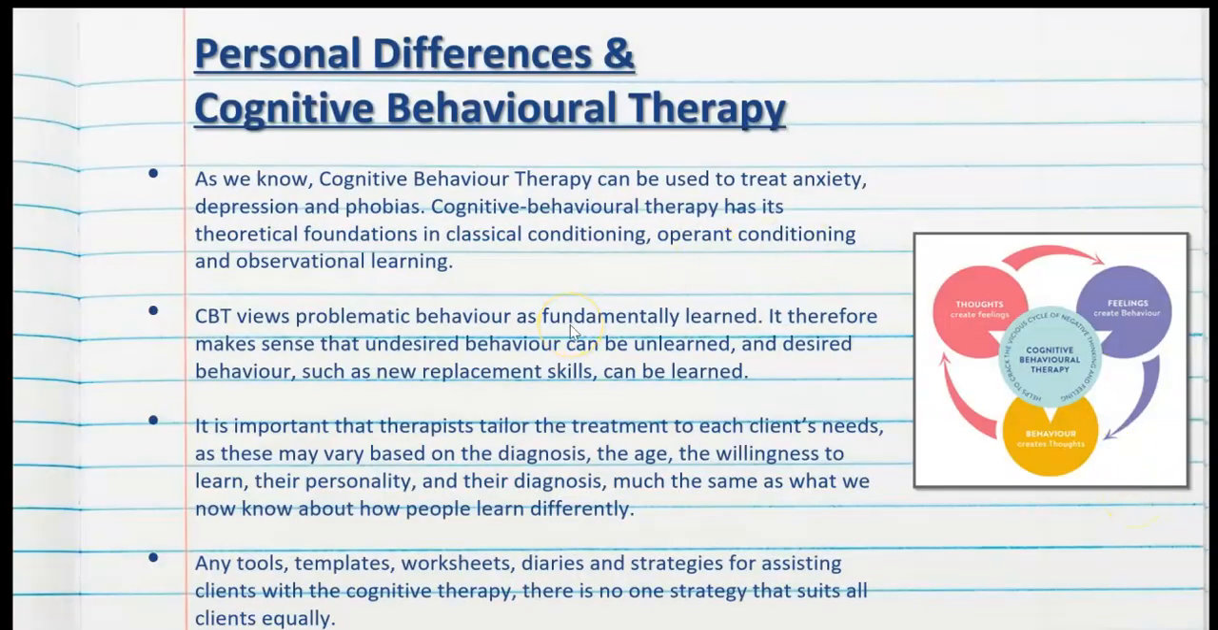Let's revisit cognitive behavior therapy. As we know, CBT can be used to treat anxiety, depression, and phobias. CBT has theoretical foundations in classical conditioning, operant conditioning, and observational learning. So CBT views problematic behavior as fundamentally learned. It therefore makes sense that undesired behaviors can be unlearned, and desired behavior, such as new replacement skills, can be learned in their place.